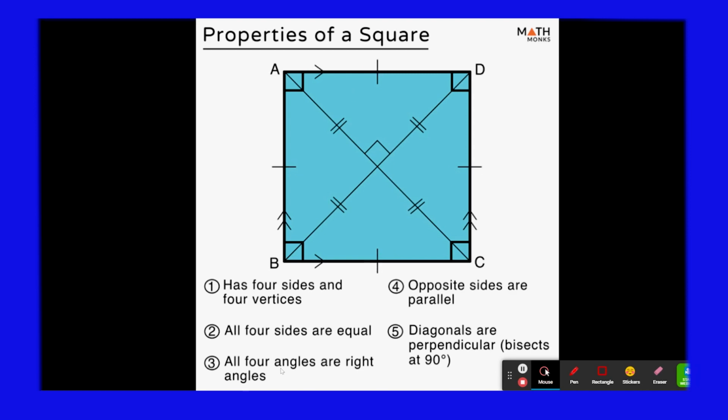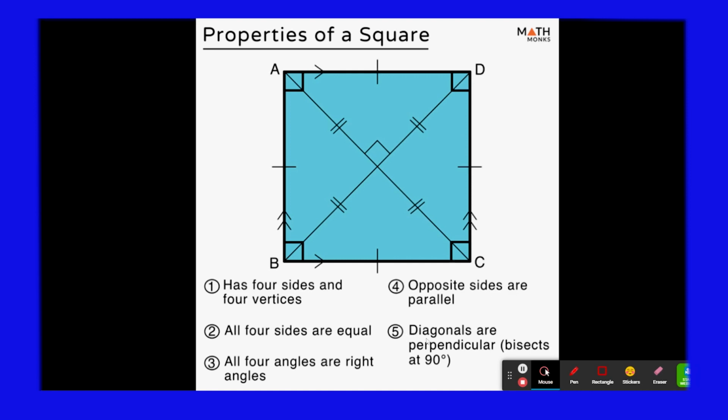The third property is all 4 angles are right angles. So our angles here are right angles. That's what these little boxes show, that those are right angles which measure 90 degrees. So we have 4 of those. Also, opposite sides have to be parallel. So on opposite sides, we have side AD, that would be parallel to side BC, and side AB is parallel to CD, meaning that they're not going to touch. So side AB is never going to touch side CD. If they were to extend, they would never touch.